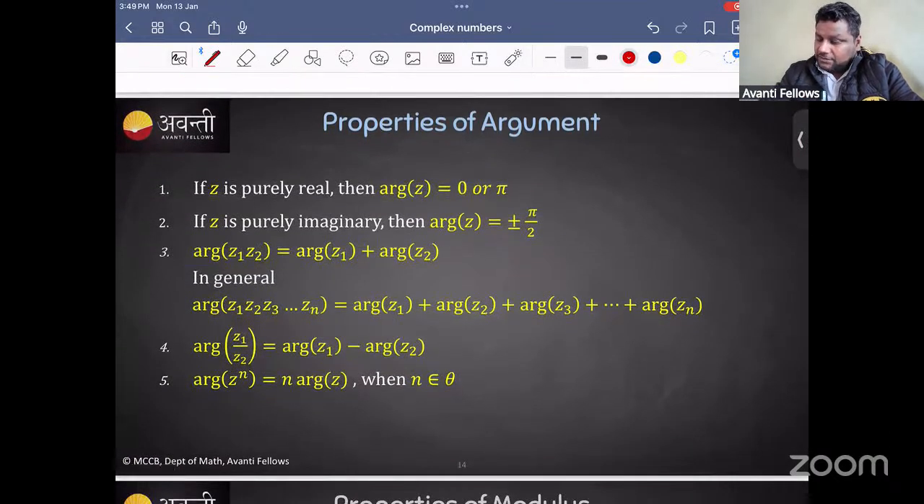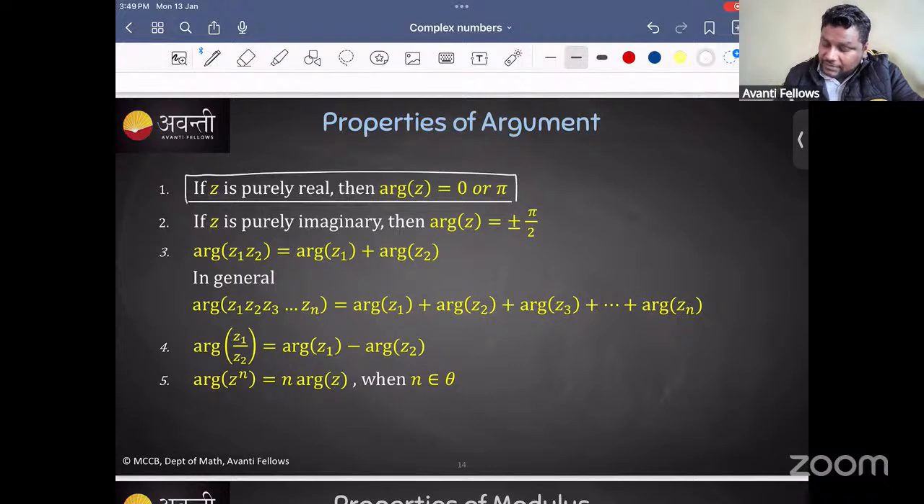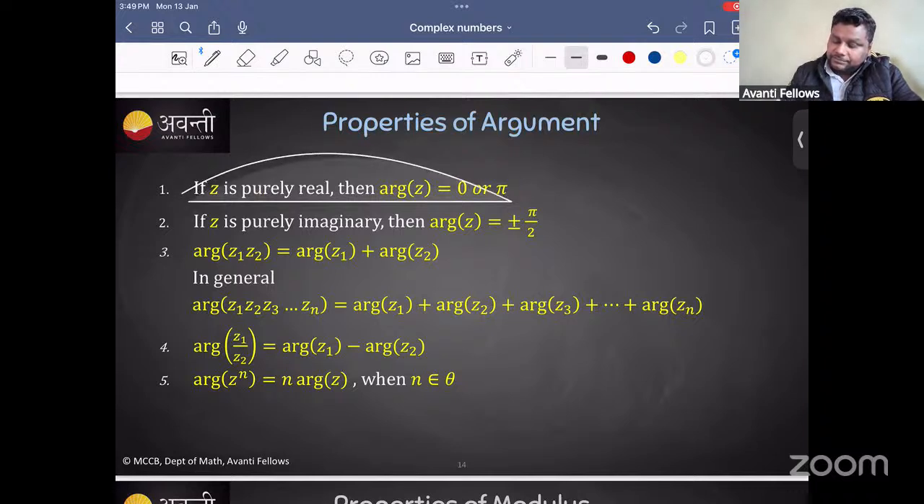Now, properties of argument. If z is purely real, then the argument of z will be either 0 or pi, because there is no imaginary part of z existing. Understood?